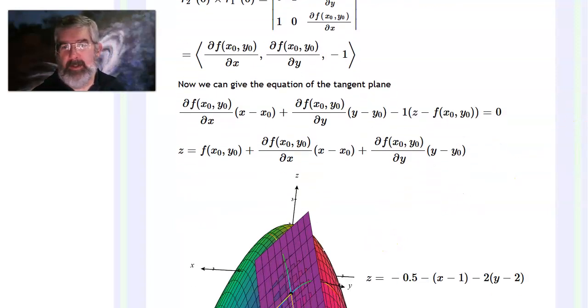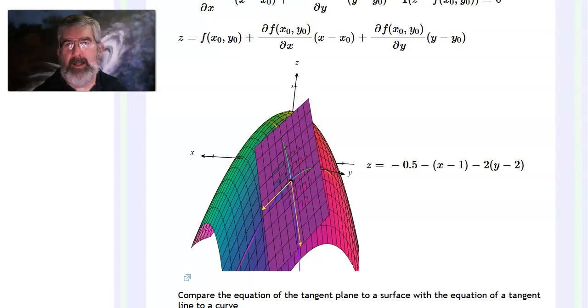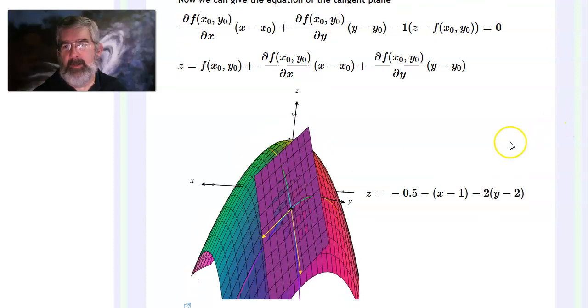So in the example we had here, the partial with respect to x was -1 and the partial with respect to y was -2. And the function value was -1/2. So I have z equals -1/2 minus the quantity x minus 1 minus 2 times the quantity y minus 2. And this is my tangent plane. And this is the graph of it right here, this purple thing.